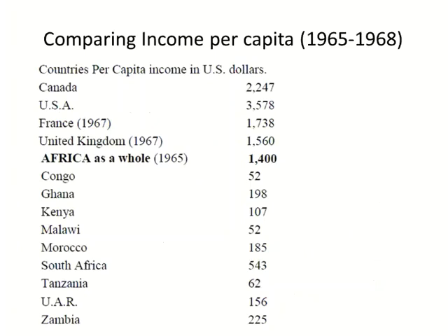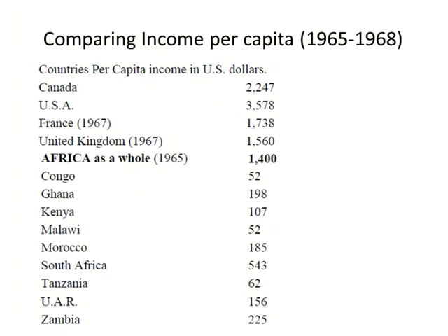So Rodney compares income per capita for 1965 to 1968 in how Europe underdeveloped Africa. We look at the rich countries of the world like Canada, the USA, France, United Kingdom, and you see Africa as a whole. If you compare Africa in 1965 to United Kingdom in 1967, the gap isn't so big. 1,400, United Kingdom is 1,560. See? So I say it doesn't tell the full picture because we don't look at what the United Kingdom is taking at the time from Africa or whatever. But anyway, the gap isn't so much.